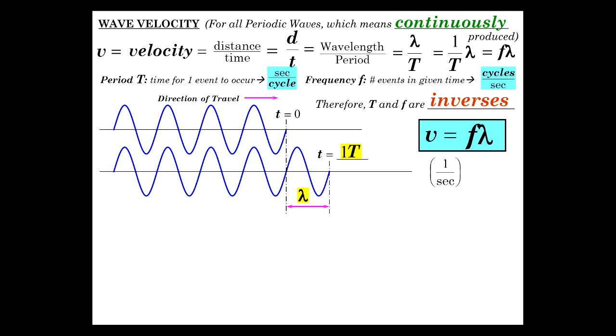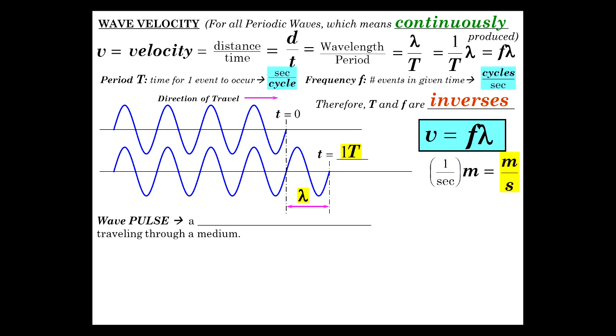So we have that frequency has the dimensions of inverse seconds, 1 over seconds. Lambda is meters, and we get meters per second. Yay! All right.